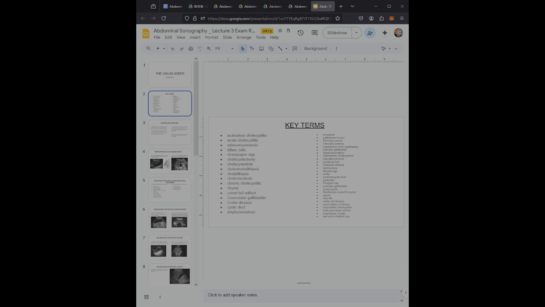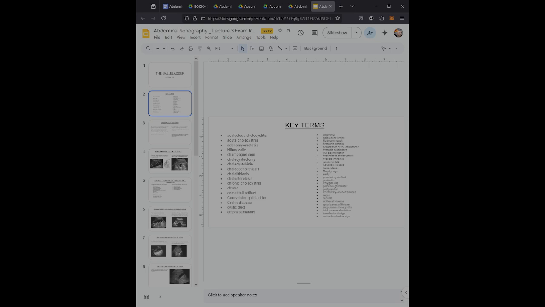The cystic duct connects the gallbladder to the common hepatic duct. Emphysematous is abnormal distension of an organ with air or gas. Empyema is the presence of a collection of pus. Gallbladder torsion is a twisting of the vascular supply to the gallbladder. A Hartmann pouch is an outpouching of the gallbladder neck. Hemolytic anemia is a condition that results in destruction of red blood cells.